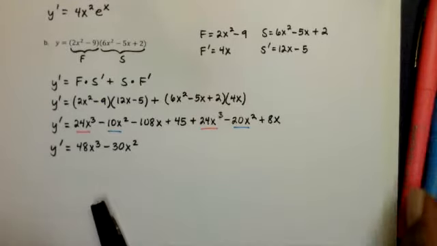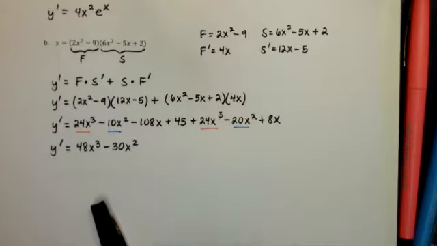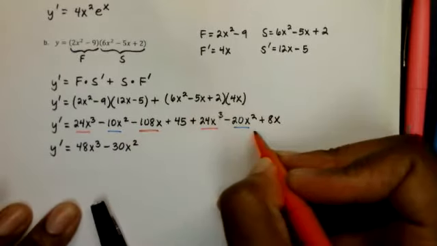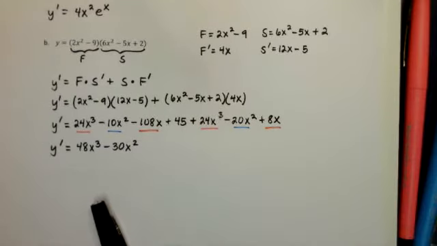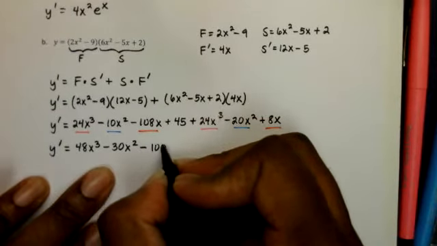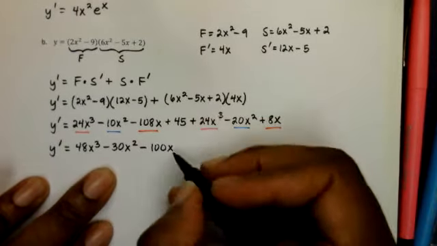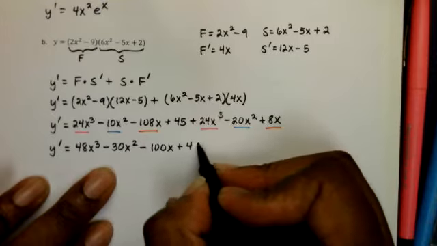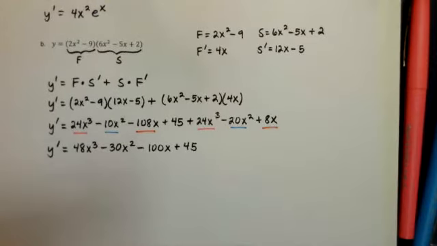And another pair of like terms would be something like this. Negative 108x plus 8x. That would be minus 100x. And I have nothing to combine with the plus 45, so I bring that down. So here, y prime, or the derivative of that original function, would be 4x cubed minus 30x squared minus 100x plus 45.